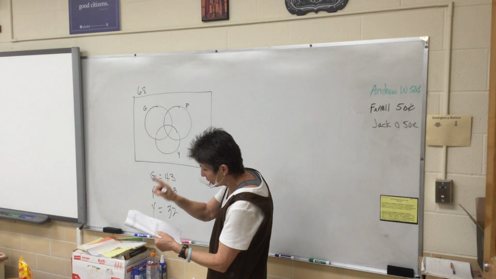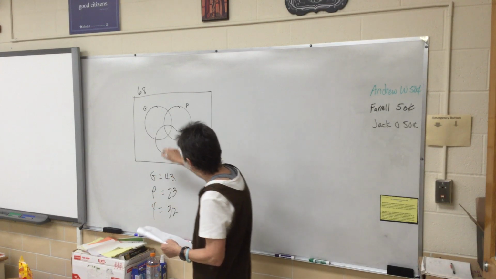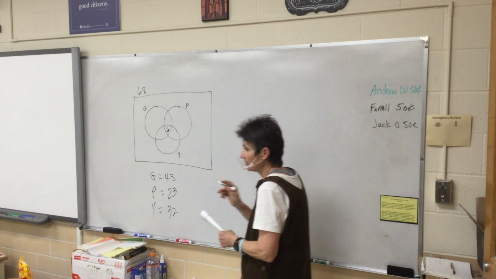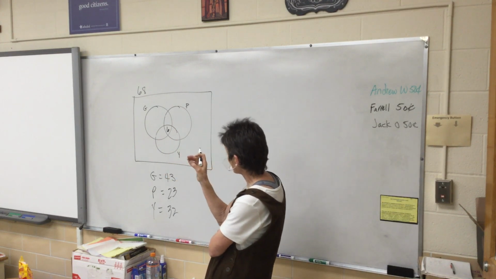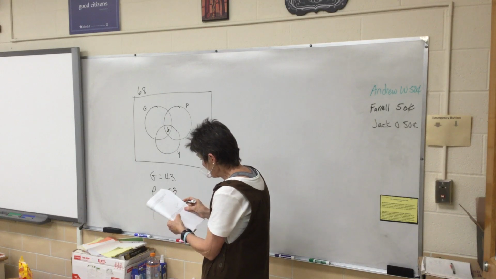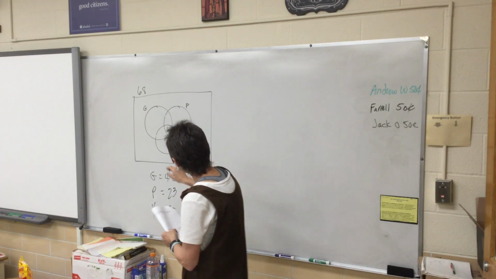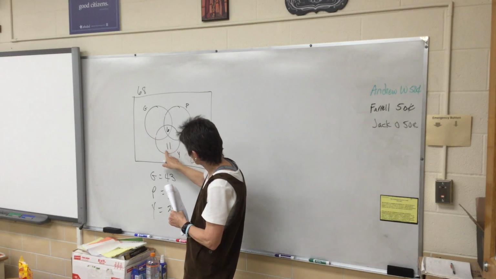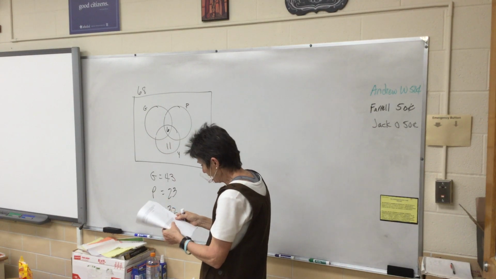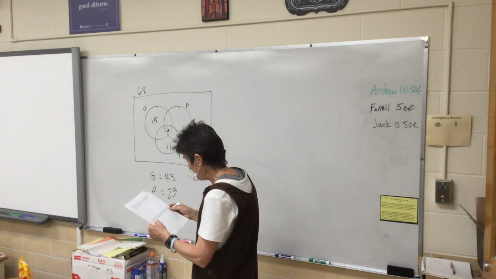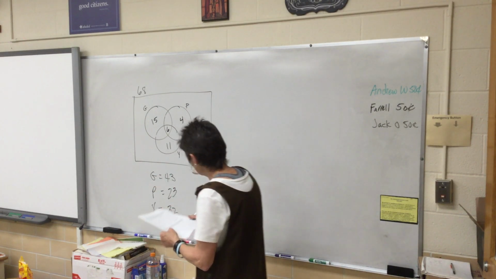6 liked all 3. That is going in the diagram because there is a specific area in the diagram that represents all 3. 11 liked only yellow, so this region right here is the only yellows. 15 liked only green, and 4 liked only purple.